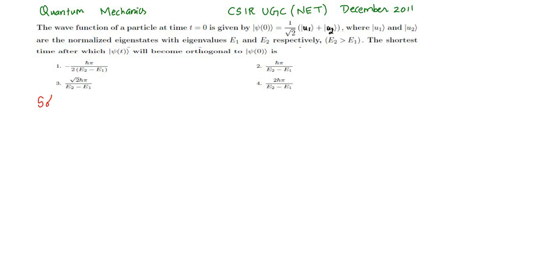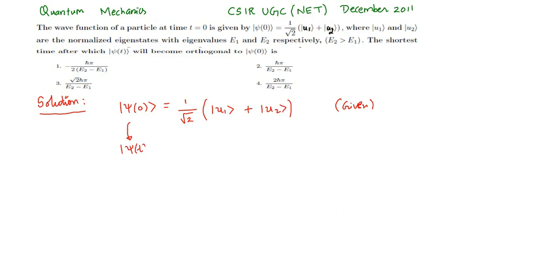Solution. Now what is given? Psi at time t = 0, the initial time, is given as 1 by square root of 2 (ket u1 + ket u2). Now what we have to do is calculate the psi at a later time t. So let us calculate how the psi evolves in time, the psi at later time t. Okay, time evolution.